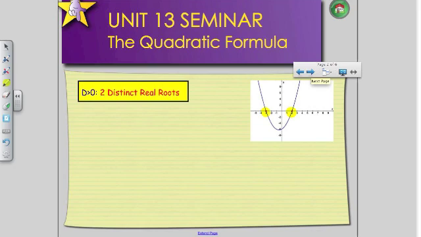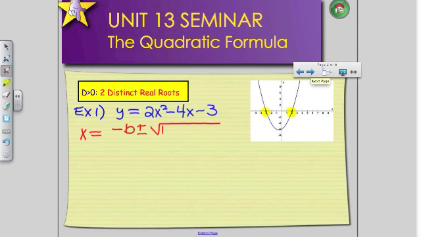So let's say you are given the equation y is equal to 2x squared minus 4x minus 3. So this is our equation. I'm going to write my quadratic formula as my first step. Remember, you have to memorize this for your test. Negative b plus or minus the square root of b squared minus 4ac all over 2a.